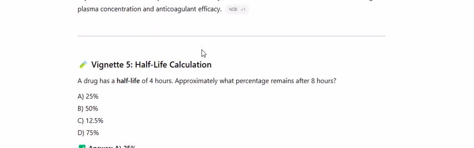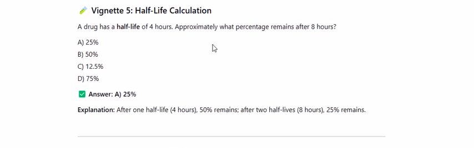Vignette 5. Half-life calculation. A drug has a half-life of 4 hours. Approximately what percentage remains after 8 hours? A. 25%, B. 50%, C. 12.5%, D. 75%. Answer: A. 25%. Explanation: after one half-life, 4 hours, 50% remains. After two half-lives, 8 hours, 25% remains.